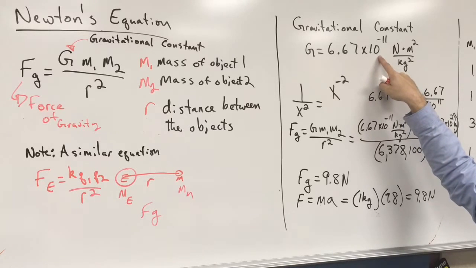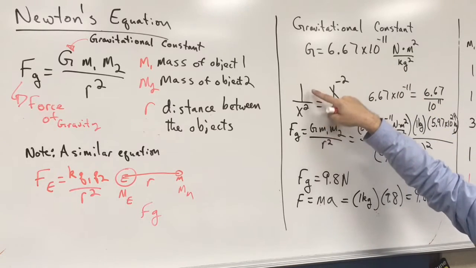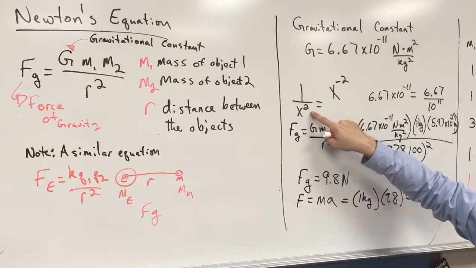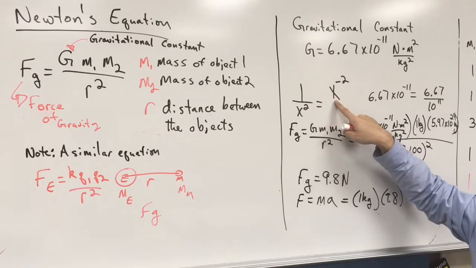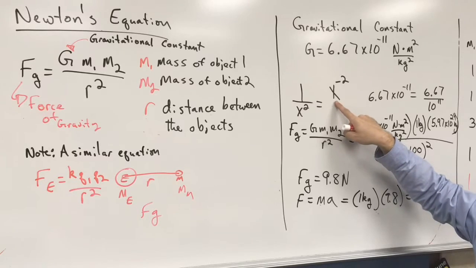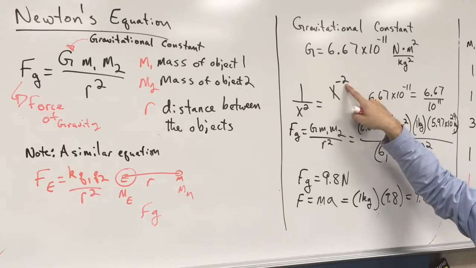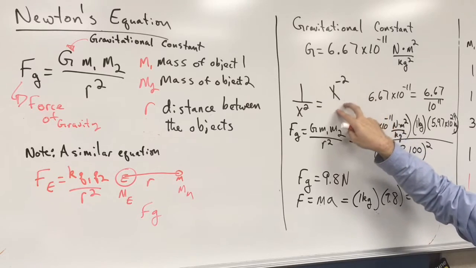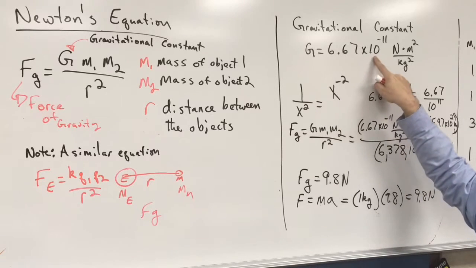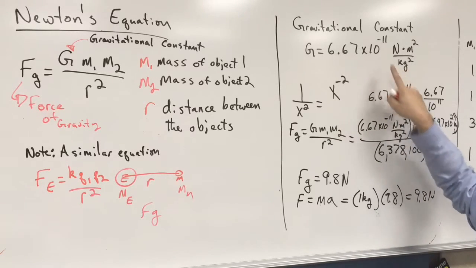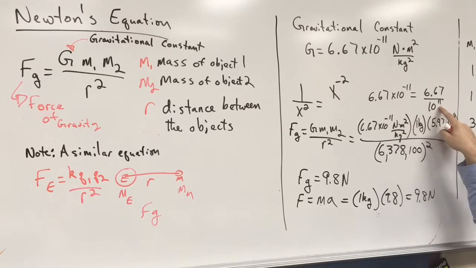Let's take an example. If I do 1 divided by x squared, in your math class you should know that's equal to x to the negative 2 power. So x to the negative 2 means I'm dividing by x squared. So this means that I'm dividing by 10 to the 11th power, which is a really big number with lots of zeros. If I divide by that, I'm going to get a really, really tiny decimal.